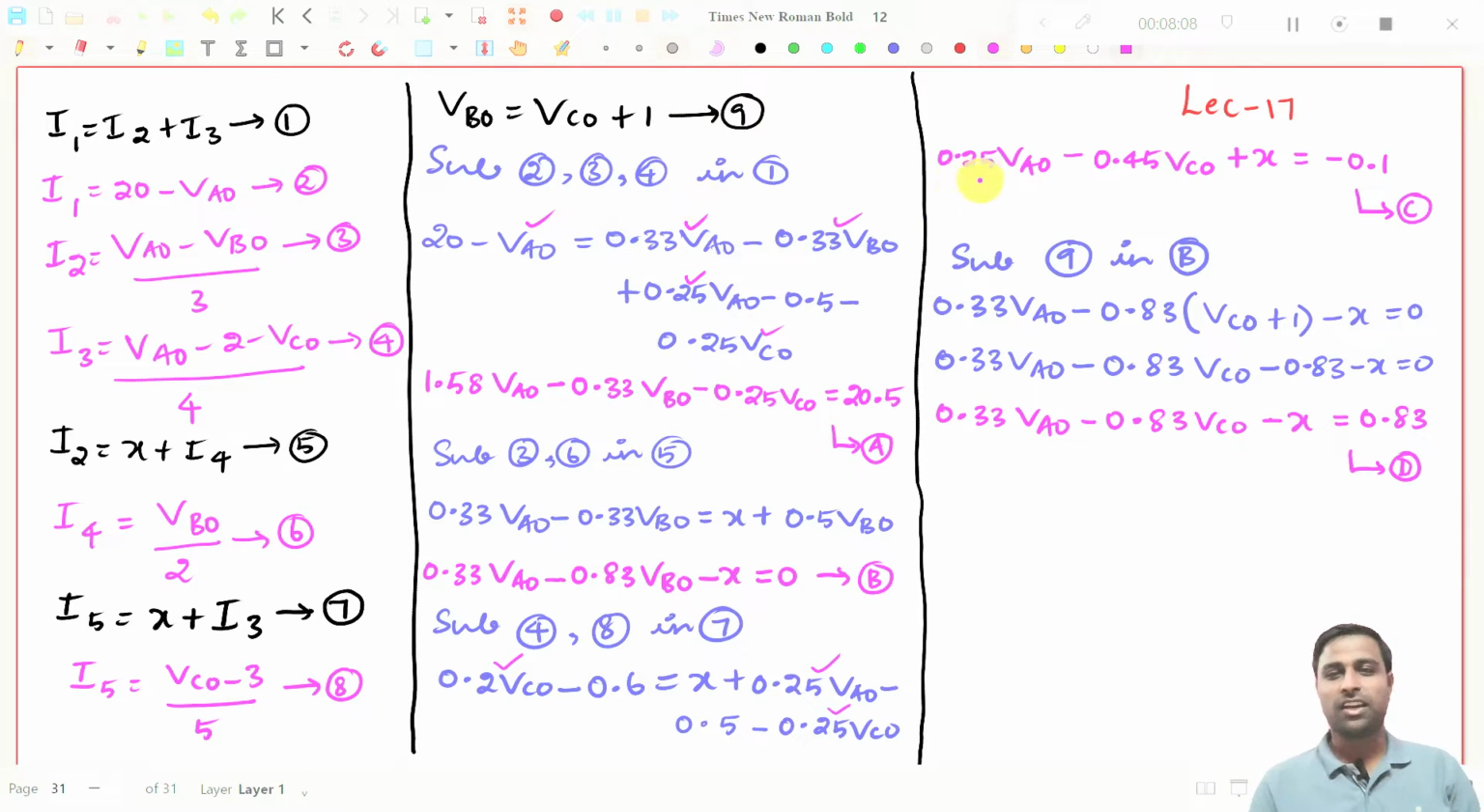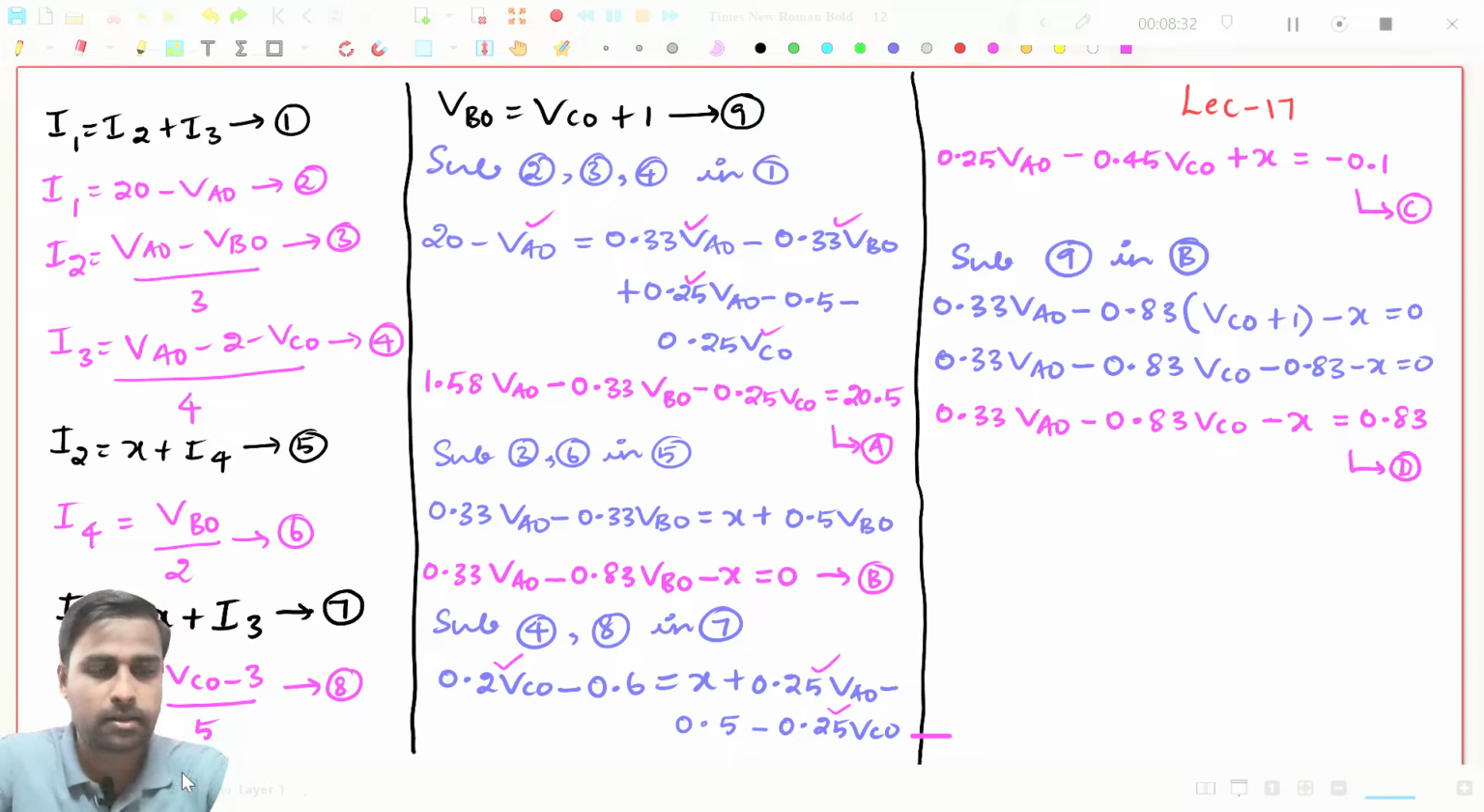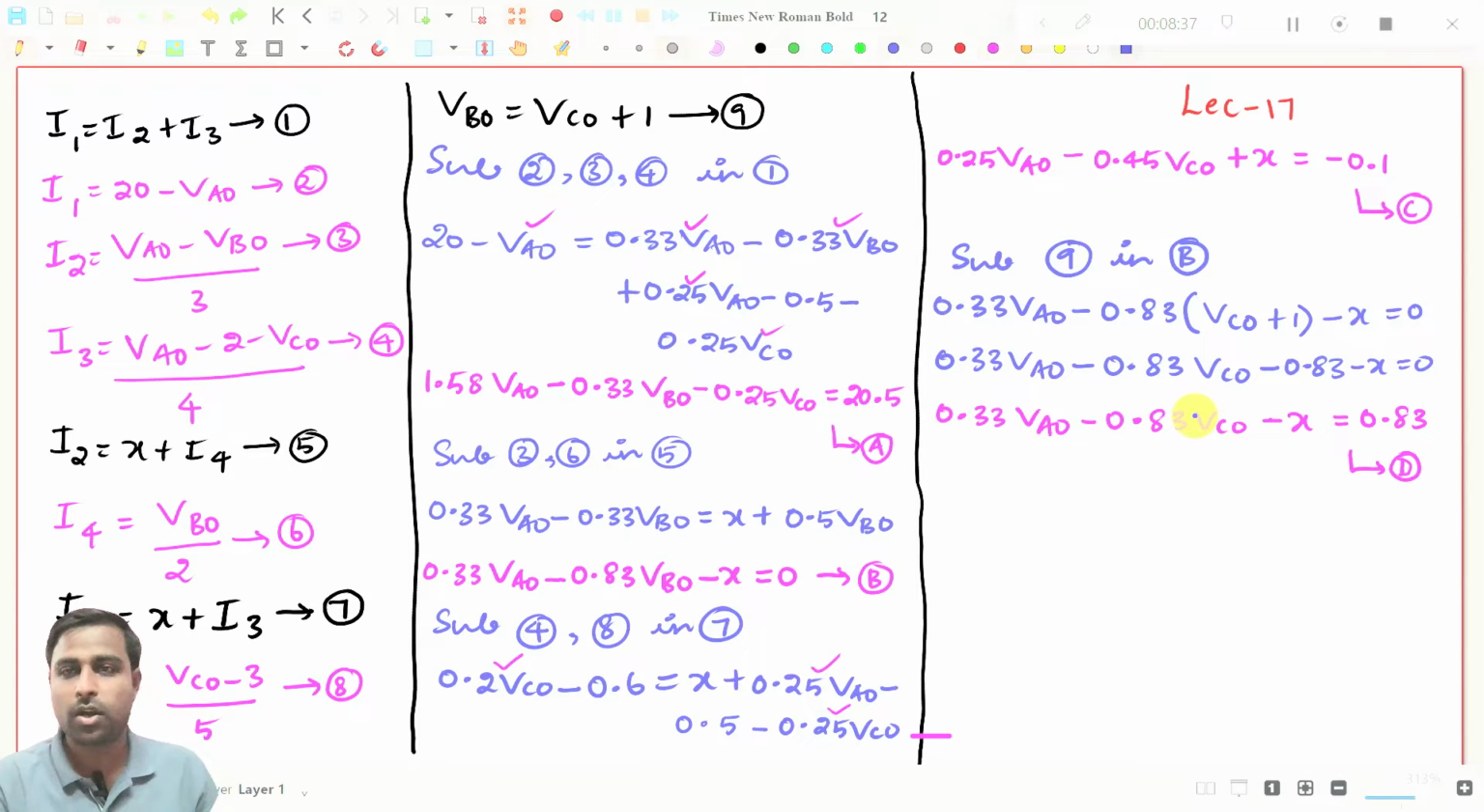Now you see you have two expressions with three unknown parameters. You have expression this one, and you have another expression here. So now what we can do, we can add these two expressions. See, I will add these two expressions now. So we try to add these two expressions. So what we need to do now? Add C and D.